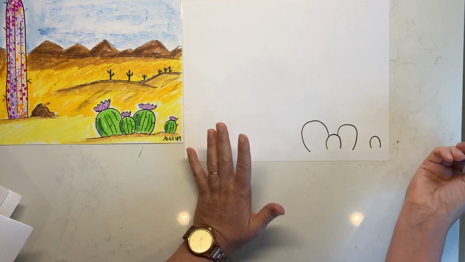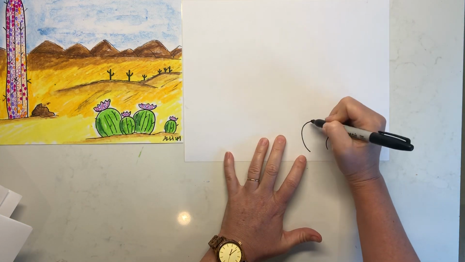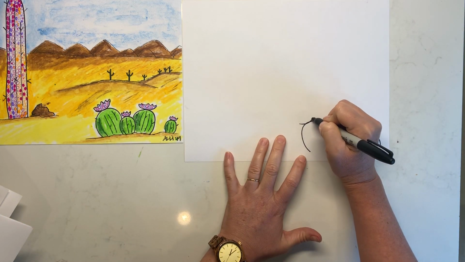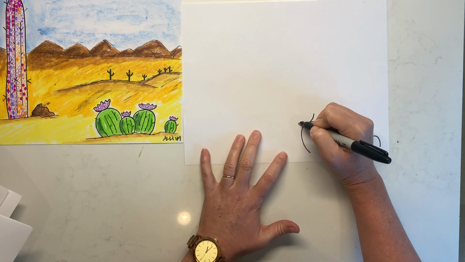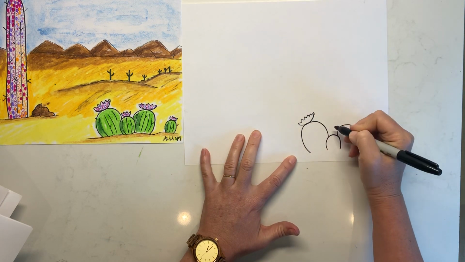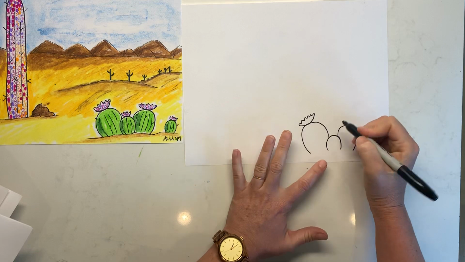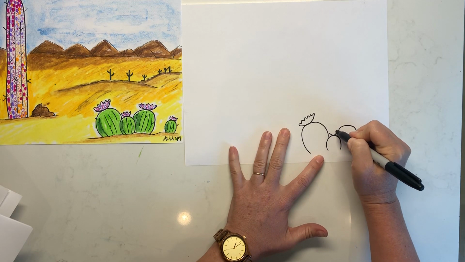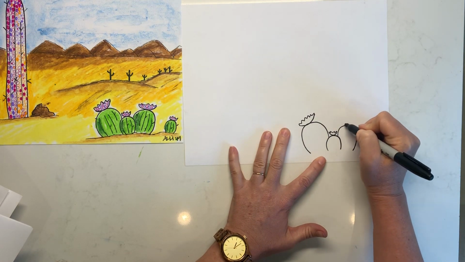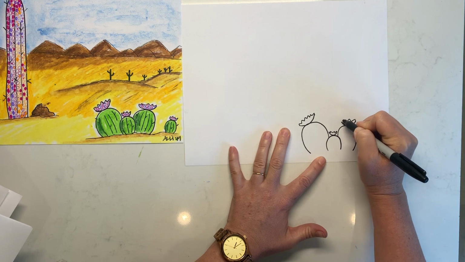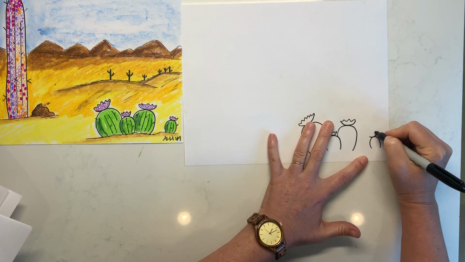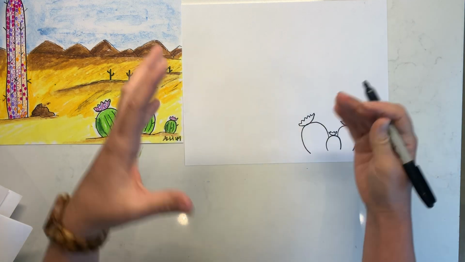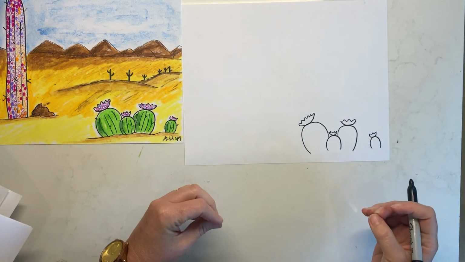So if you want to add the flowers, we're just going to do a really big swooping U and then just some bumps, bump, bump, bump, bump for the petals. Okay. Now for the bigger ones, they're going to need bigger flowers, and for the smaller cactus, smaller flowers. Like so. Okay.